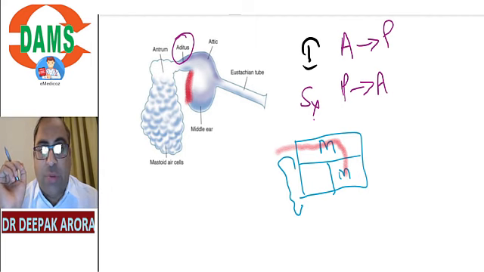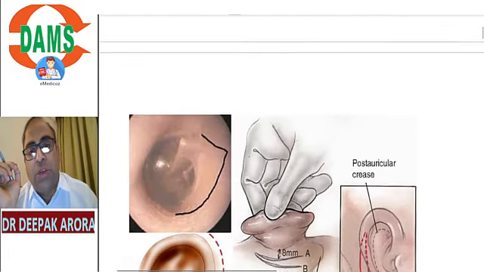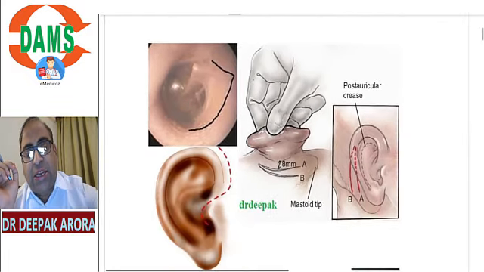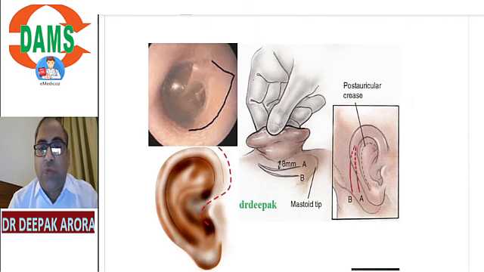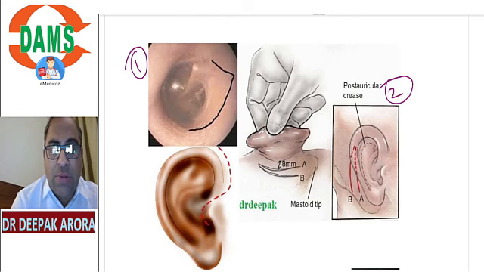Any query till this point, the first slide? Any query? Coming to the next slide, which are the three important incisions we are using in our middle ear mastoid surgery? So I'm showing you incision number 1. Anyone who can tell me where I'm using incision number 1, incision number 2, incision number 3?